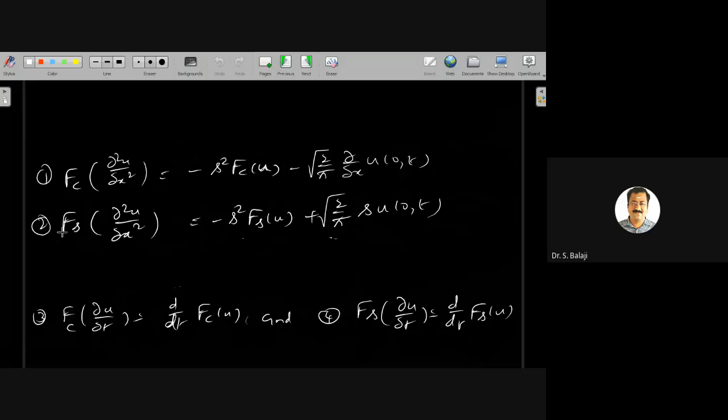Similarly, second result: the Fourier sine transform of ∂²u/∂x² is equal to minus s² F_s of u plus root of 2/π times s times u of (0, t). This is by the results of the infinite Fourier sine and cosine transform ideas.